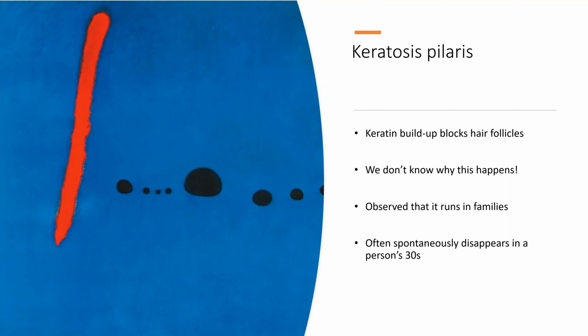What we also know is that it's spontaneous. It's not only that it cycles depending on the months of the year, but it also disappears spontaneously for most people around their 30s, by the end of the decade, most frequently. It's caused by a rather simple mechanism, which is that keratin builds up and then blocks your hair follicles.